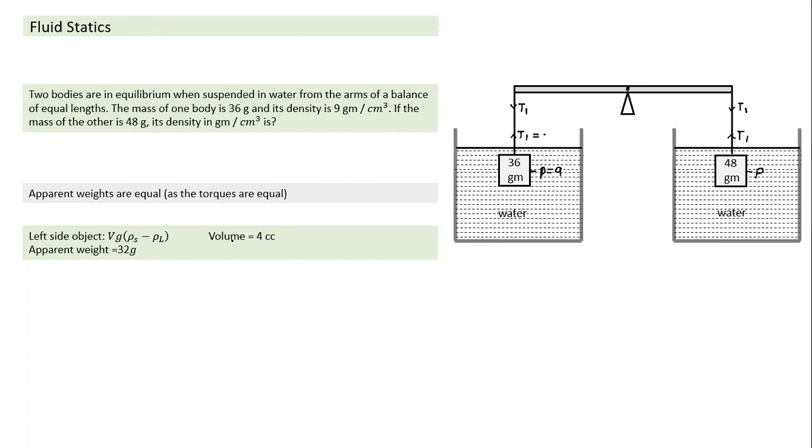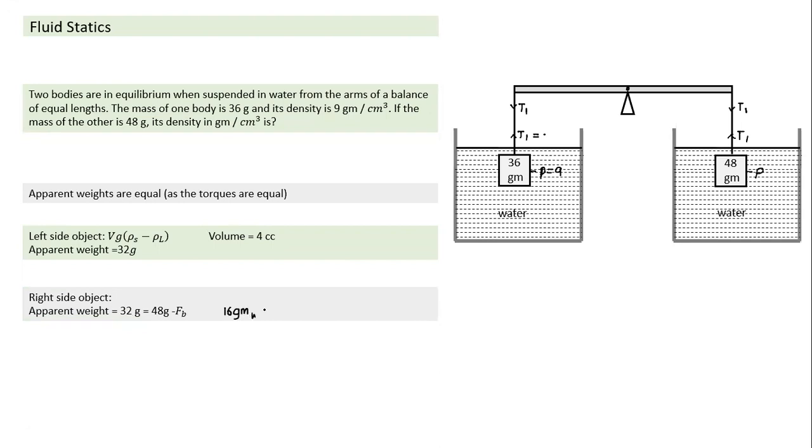And the apparent weight here will come to 32. So 36 minus the weight of liquid displaced. The liquid is water, and since the volume is 4, minus 4, so this is 32 grams. That's the value here. So this also has to be 32 grams. So weight of this object minus force of buoyancy due to water has to be equal to 32 grams. So 32 grams has to be equal to 48 g minus the force of buoyancy. What should the force of buoyancy be equal to? Force of buoyancy has to be equal to 16 gram weight.